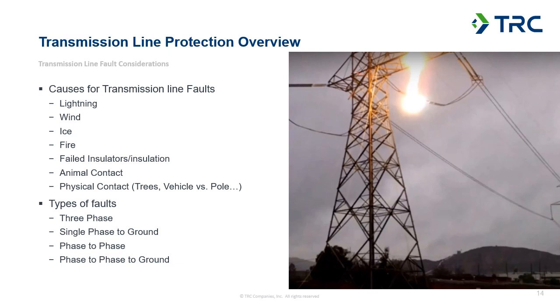The last thing I'll mention is there is a tendency for faults, if they're not cleared quickly, to evolve from one type of fault to another type of fault. So your fault that starts out as a single-phase-to-ground fault may eventually arc over to another phase, to a phase-to-phase-to-ground fault, or even to all phases, a three-phase fault. So as protection engineers, we have to not only plan for a single type of fault, but we also have to plan for the possibility that what starts out as one type of fault may turn into something else if it's not cleared fast enough.